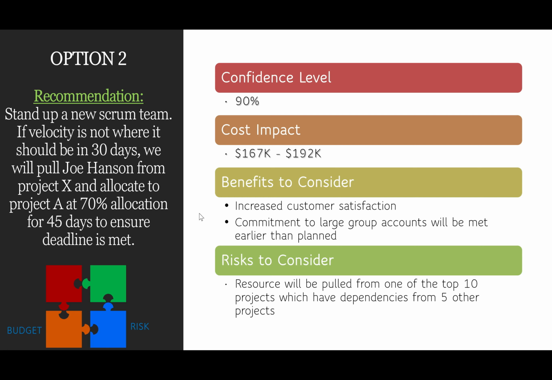If our developers are able to hit those dates in our timeline on time, then we're looking at a $167,000 cost impact. Now, if we have to pull in Joe Hansen, then that's additional money we need for 45 days. So that will cost us $192,000. We just want to make sure that, again, the executive has all the data that he or she needs so that they can make clear and informed decisions.